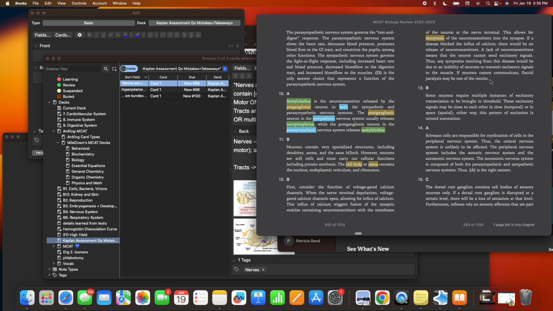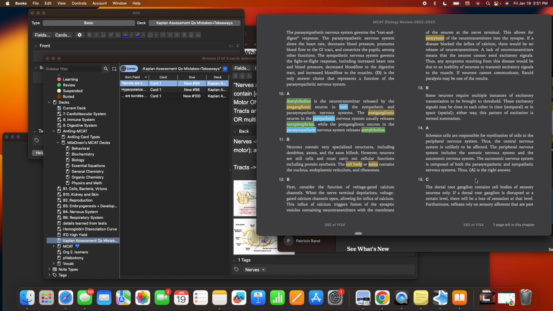Some neurons require multiple instances of excitatory transmission to be brought to threshold. These excitatory signals may be close to each other in time, temporal, or in space, spatial. Either way, this is summation. Schwann cells are responsible for myelination of cells in the peripheral nervous system. Thus, the central nervous system is unlikely to be affected. The PNS includes somatic and autonomic divisions. The autonomic is composed of both parasympathetic and sympathetic.